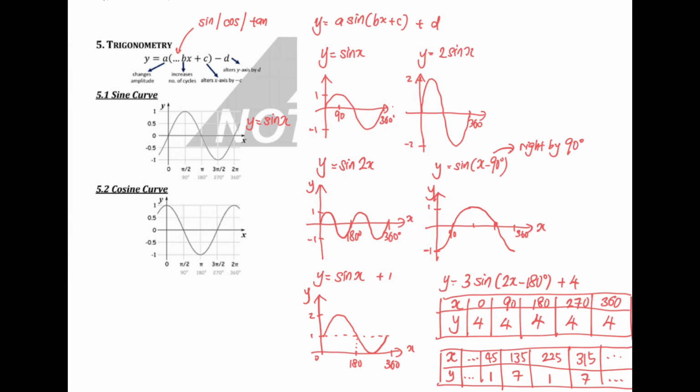We have 5.2, the cosine graph. As you can see, the cosine graph basically starts from the maximum, goes all the way down to the minimum at 180 degrees or pi. Then after that, it goes back up to the maximum again at 2 pi or 360.